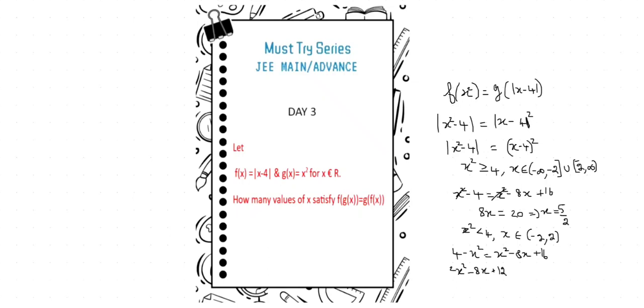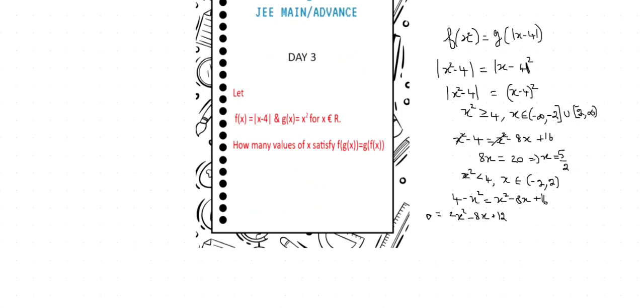You can apply the quadratic formula on this to find the values of x. So you'll get x equal to minus b plus or minus root of b squared minus 4ac, by 2a. But we notice here we are getting non-real roots, because 64 minus 96 is negative under the square root, so no real values of x between minus 2 and plus 2 will satisfy. So the answer is one real value of x.